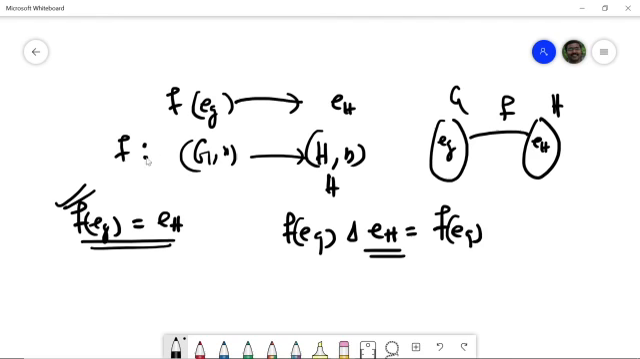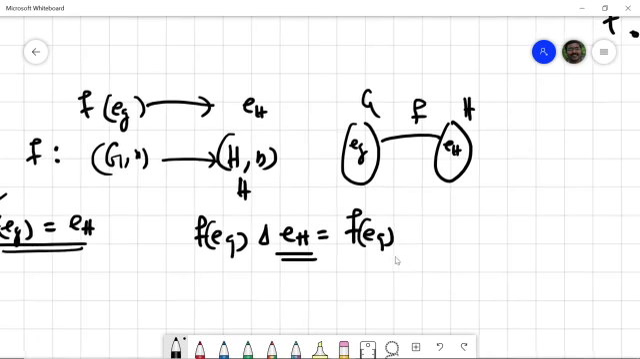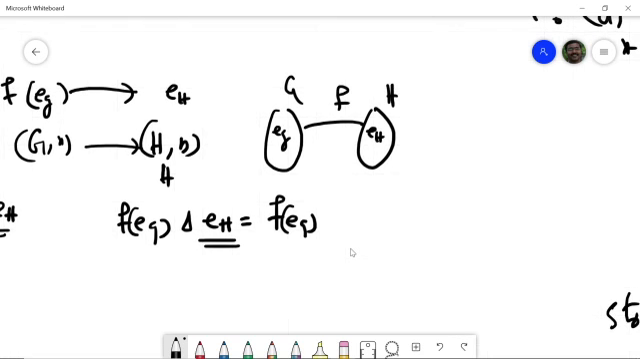By a slight manipulation, I can write this as f of eG again, and I am bringing this problem back to G. So this is actually f of eG star eG. Why?